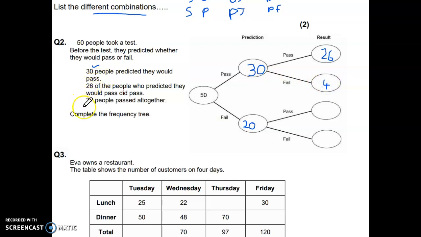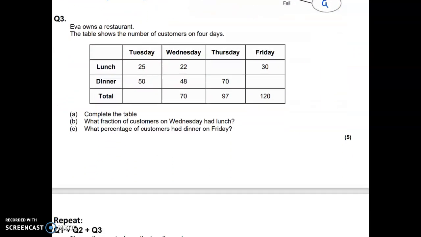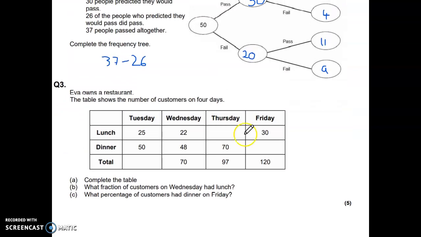So 37 people passed altogether, and we know 26 of them were already taken up there. So we'll do 37, take away 26, which leaves us with 11. So that's how many people predicted they would fail, but actually passed. So if there's 11 there, and there's 20 in that group, we've got 9 who said they'd fail, and did fail as well.